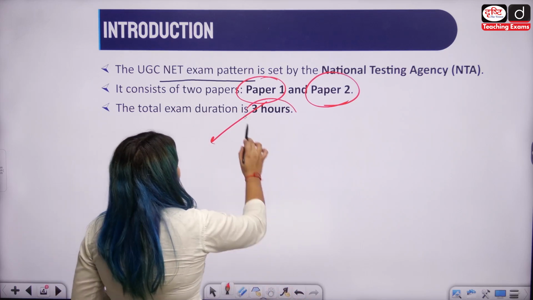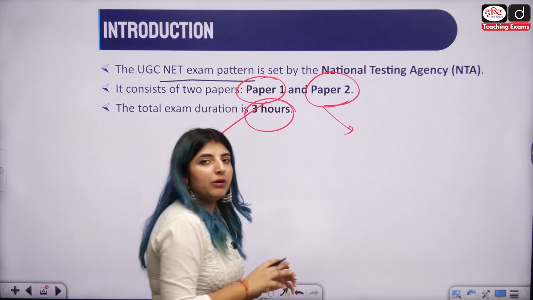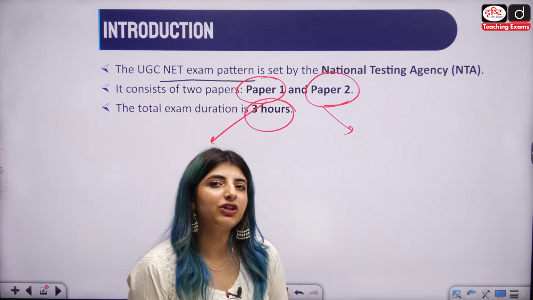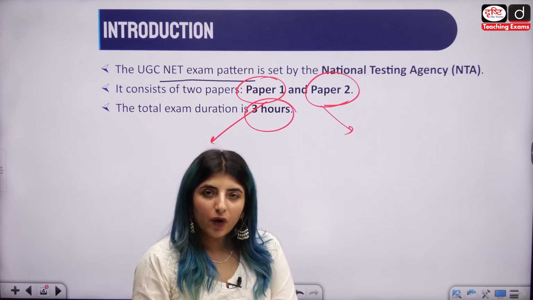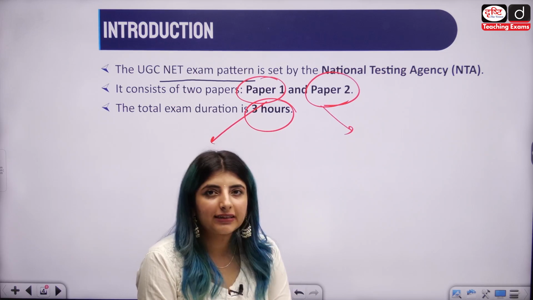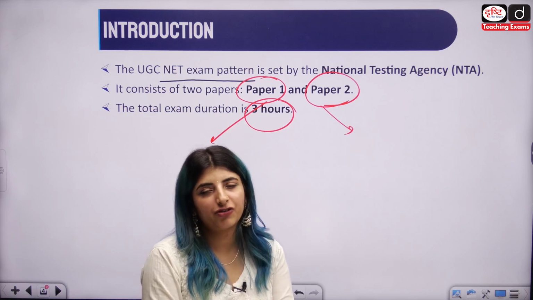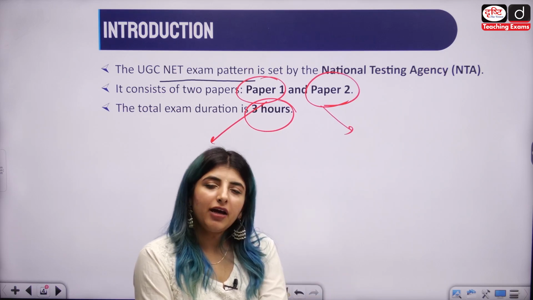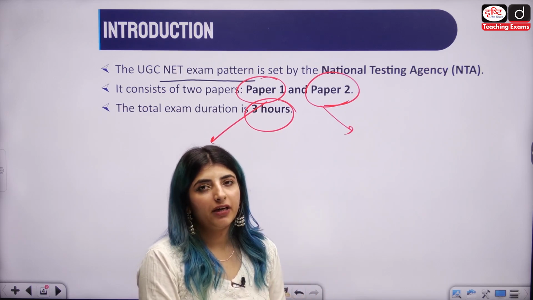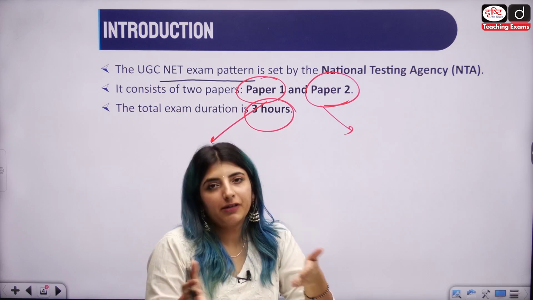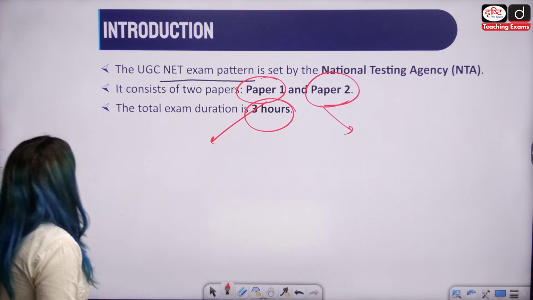The duration is 3 hours. The subject-specific paper is known as paper 2. In paper 2, the 100 questions are solely and solely based on the subject that you have done your masters in, correct? So let's just say you have done your masters in Hindi literature. You are going to appear for the paper, and the 200 questions will solely be related to Hindi literature and the syllabus provided for the same on the NTA UGC NET website, correct?